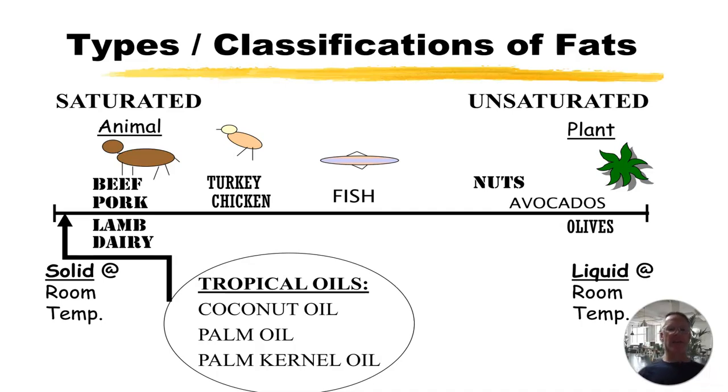The other subset that you have are tropical oils. Probably the one that is most common, or at least the most popular, is coconut oil. The other two are palm oil and palm kernel oil. Those are plant-based, but they are saturated fats, and they're very highly saturated, and they are solid at room temperature.